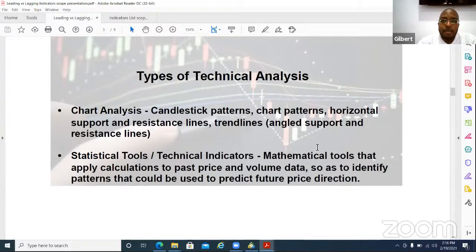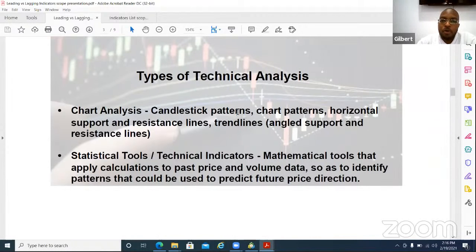So next is the types of technical analysis. Now, there are two types. If you are already a seasoned trader, or at least you've researched about forex trading or stock trading on your own, you'll have gone through this first type of analysis, which is chart analysis. So usually how we begin technical analysis is we begin by trying to visually understand the chart, what's going on in the chart. And in this case, we start with candlestick patterns.